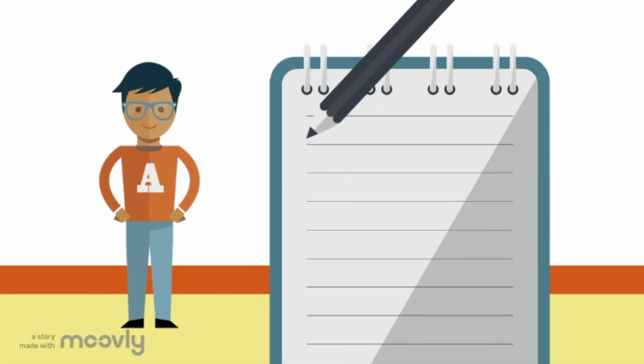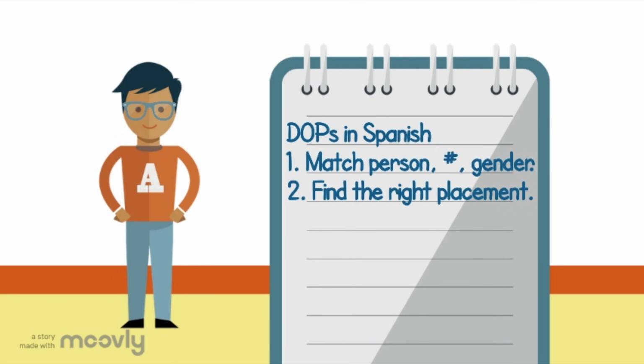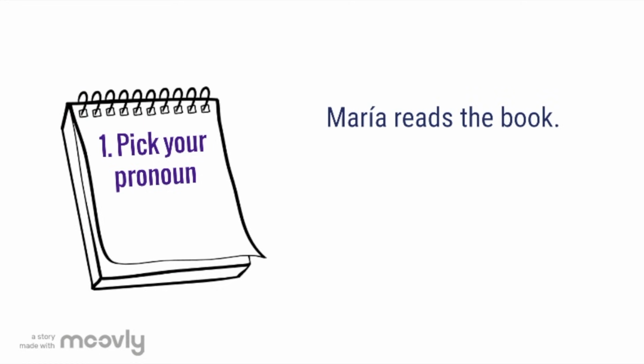When it comes to using them, there are 2 steps to follow. Number 1, match the noun with the pronoun, and number 2, find the right placement. So let's start with selecting the correct pronoun. It all depends on the noun you're replacing. In our example, Maria reads the book. The Spanish structure is pretty similar to English. Maria lee el libro. The direct object we are replacing is el libro.